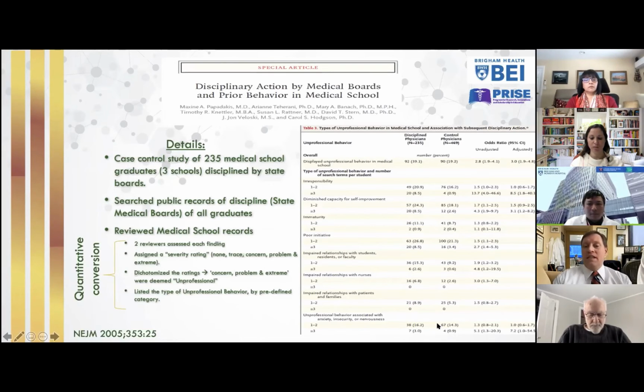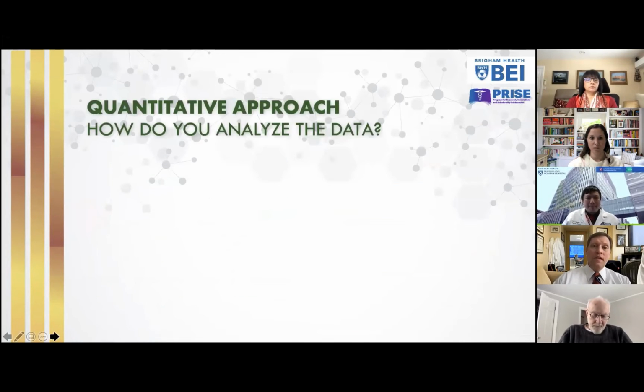And then you can begin to see here on this chart on the right, all about medical education but now in a very quantitative way, the different domains of behavior: irresponsibility, diminished capacity for self-improvement, immaturity, things that were then noted in medical school. Again, if they were rated 3 or above, that was considered concerning. They did this case control, the disciplined physicians versus the control physicians. And they even were able to calculate an odds ratio, that if you had these problems in medical school, you were more likely to have an unprofessional event downstream when you were out in your professional life. Very quantitative.